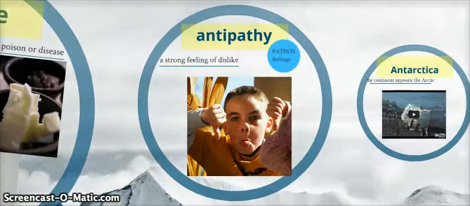Our next word, antipathy. It has the root pathos, meaning feeling, in it. And it is a strong feeling of dislike. So go ahead and highlight that root and underline that meaning. Note that it is a noun. That's really important, okay?